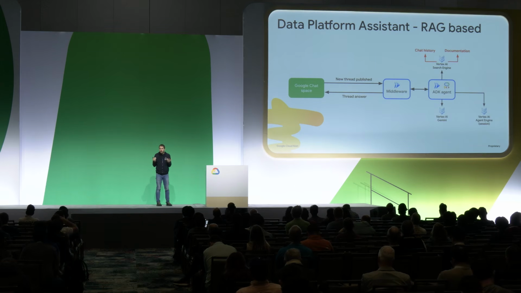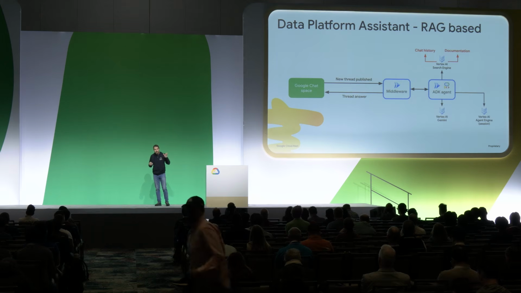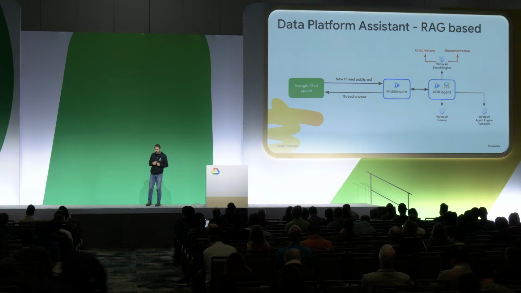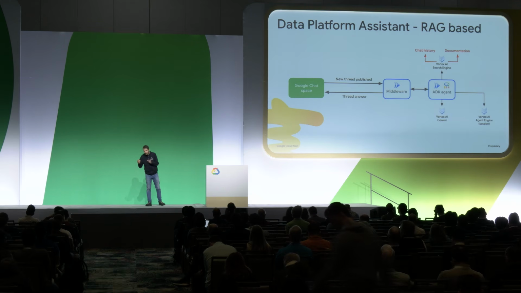The first version was to have a RAG engine, a RAG-based feature for the chat history and the documentation, and we are using Vertex AI Search for this. And the Vertex AI Agent Engine, today called Agent Platform in Gemini Enterprise, it's rebranding, to manage the sessions in a serverless way. And of course, Gemini for the inference.